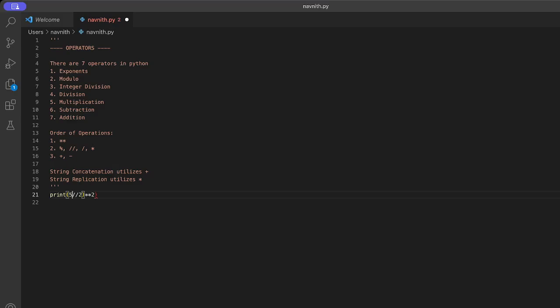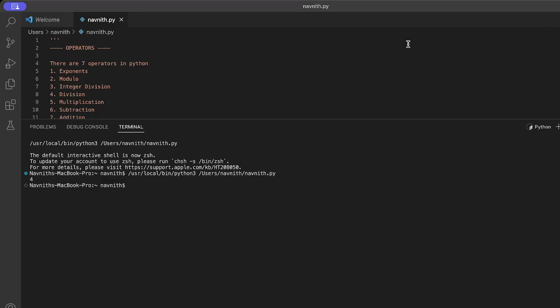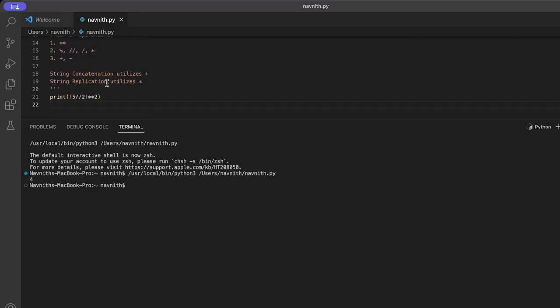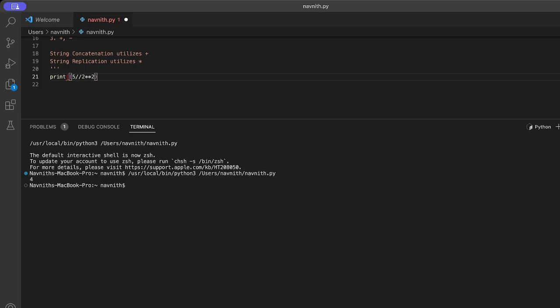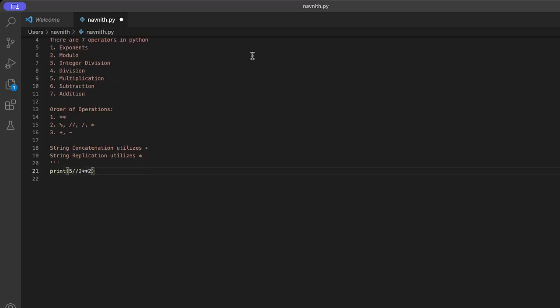However, if we had parentheses, then we would get 4, because the parentheses always come on top of all these operators. So if we have parentheses, then the answer would be 4, but since we didn't have parentheses at the start, we would get an answer of 1.